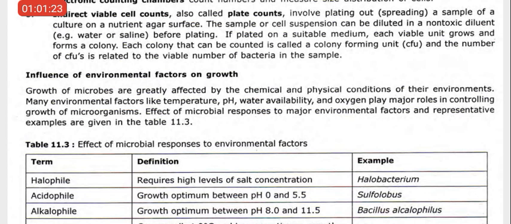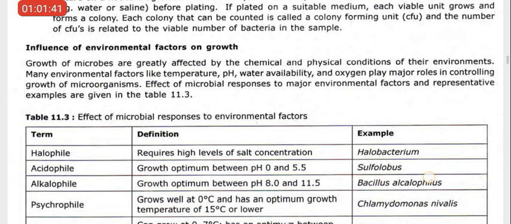Influence of environmental factors on growth. Growth of microbes is greatly affected by the chemical and physical conditions of their environments. Many environmental factors like temperature, pH, water availability, and oxygen play major roles in controlling growth of microorganisms. The effect of microbial response to major environmental factors and representative examples are given.